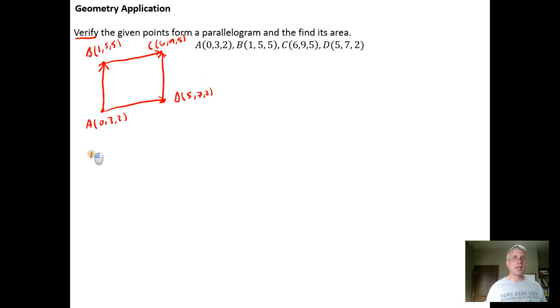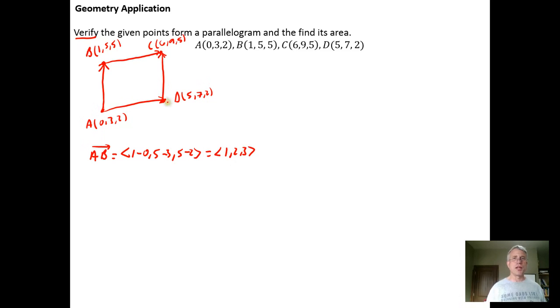So if we calculate the vector from A to B, it's going to be x component minus x component, so 1 minus 0, comma, y component minus y component, so 5 minus 3, and then z component minus z component, so 5 minus 2. And this is going to give us the vector 1, 2, 3.